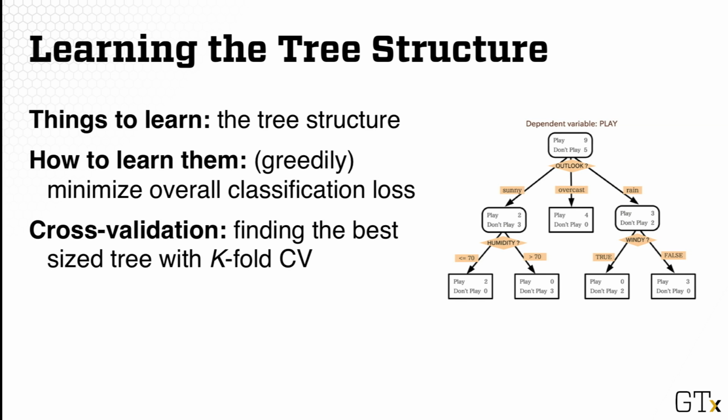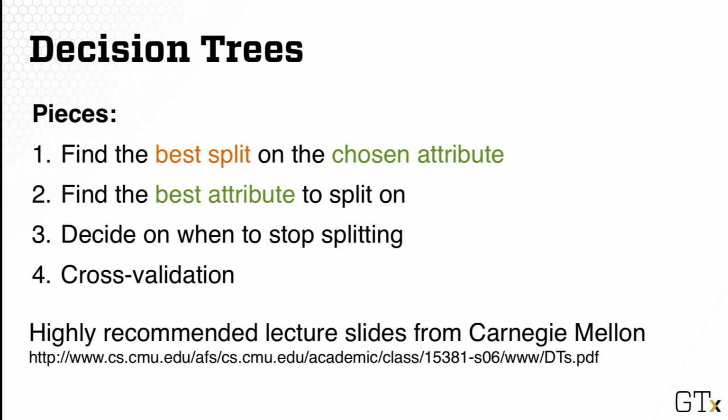And the role for cross-validation here is to help us figure out the best size tree and also what's the best split point and so on. When building a tree, there's a few important considerations. The first one is how to determine the best split point of a chosen attribute, such as for humidity, should we split on 70 or should we split on 60?